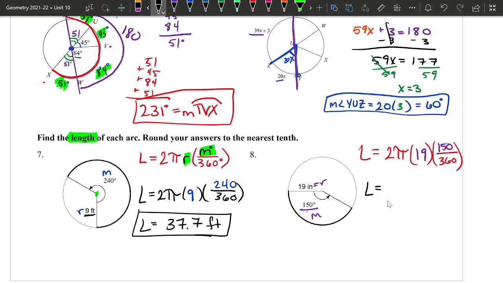So for the arc length, type it in: 2, press the pi button, parentheses 19, close the parentheses, a new set of parentheses, 150 divided by 360, close the parentheses, and round to the nearest tenth, so that's one place after the decimal, is 49.7 inches.